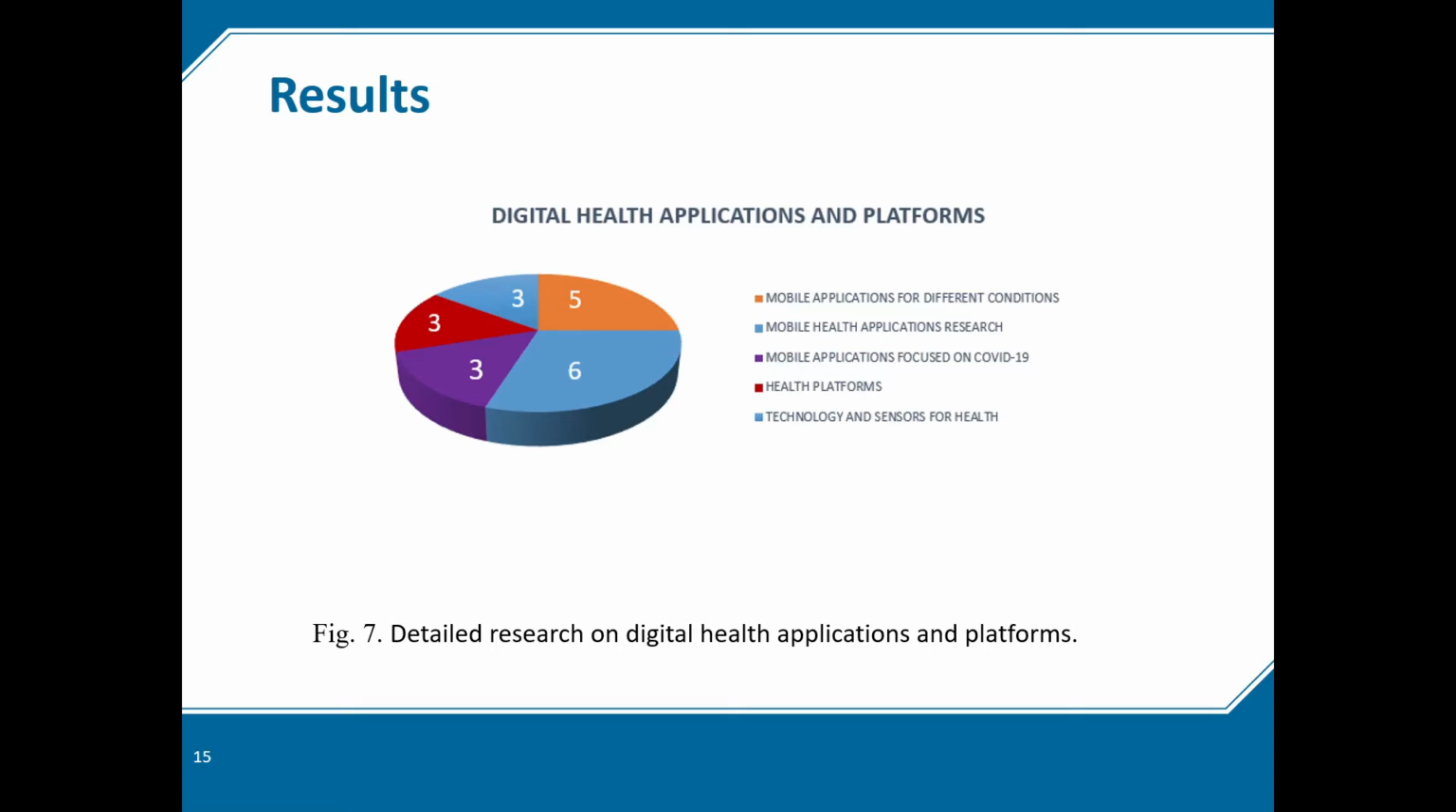The articles reviewed within this category are 6 that refer to research on mobile applications for health, 5 articles referring to mobile applications for different diseases or conditions, 3 articles referring to mobile applications focused on COVID-19, 3 articles focused on implementation and research on health platforms, and 3 articles referring to technologies and sensors for health, as we can observe in the present graph.